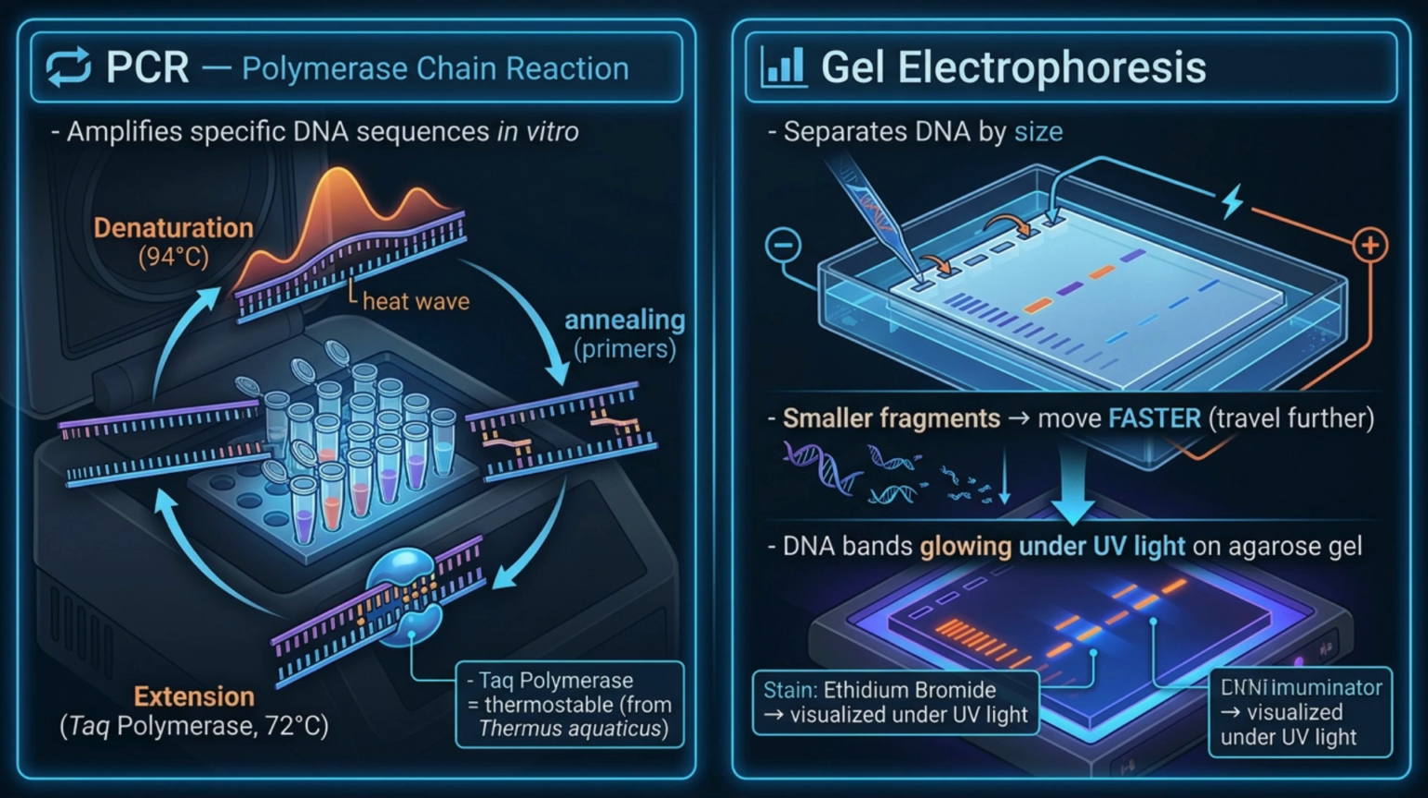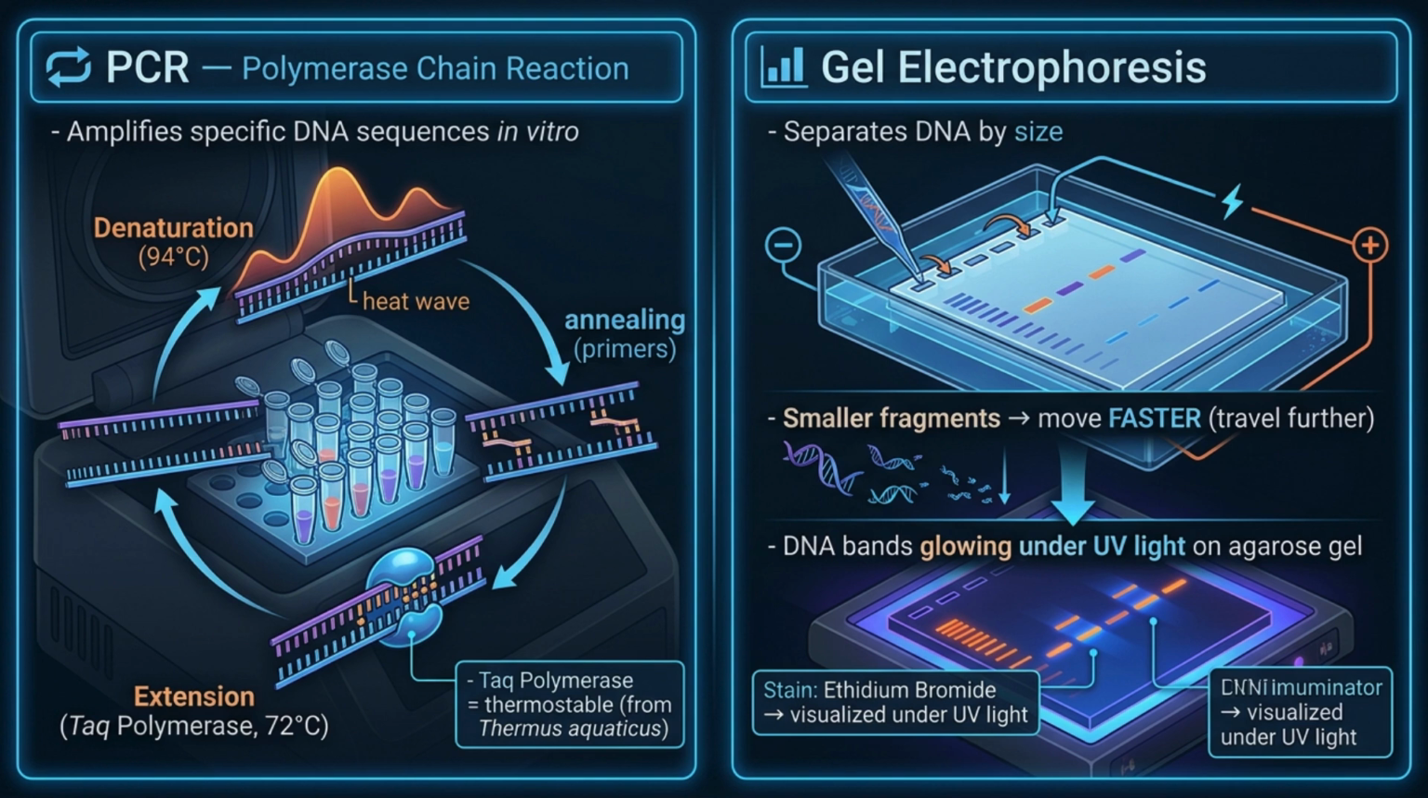PCR, Polymerase Chain Reaction. This is like a photocopy machine for DNA. 3 steps in each cycle. First, denaturation at around 94 degrees Celsius. The double-stranded DNA separates. Second, annealing. Primers attach to the single-stranded template. Third, extension at 72 degrees. Taq polymerase synthesizes the new strand. Taq polymerase is thermostable. It comes from the bacterium Thermus aquaticus.